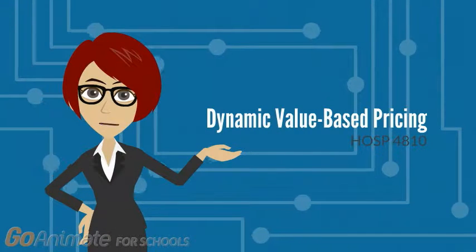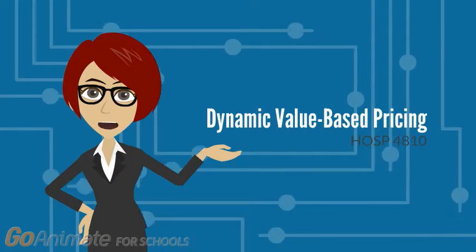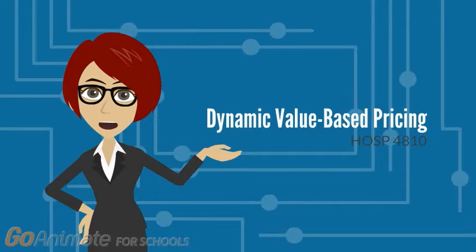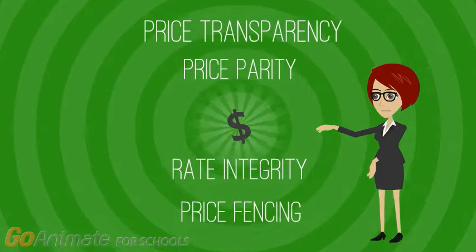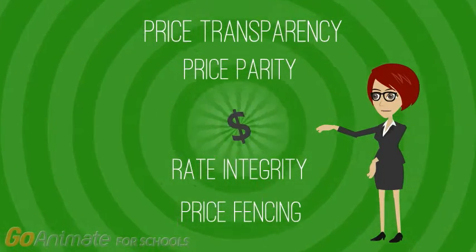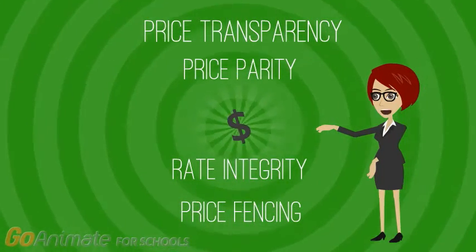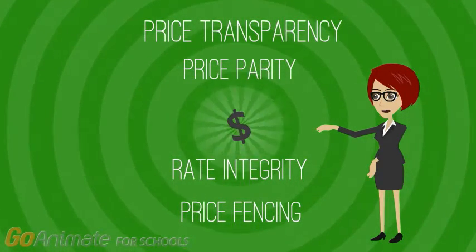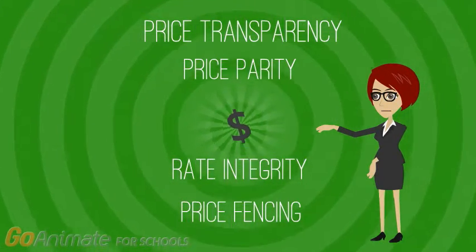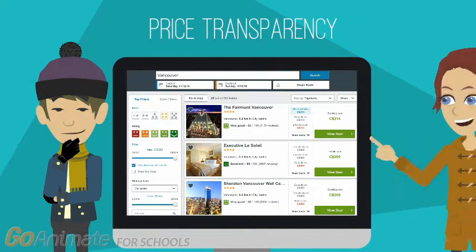Good news, everyone! Here is a video that will cover the key information found in Chapter 8 of your textbook, Dynamic Value-Based Pricing. First, we will cover Learning Objective number 6, defining price transparency, price parity, rate integrity, and price fencing.